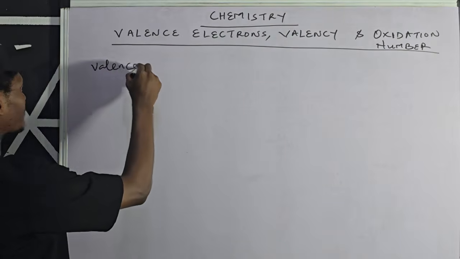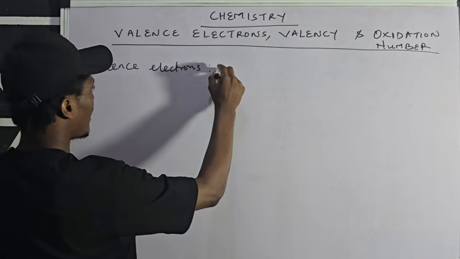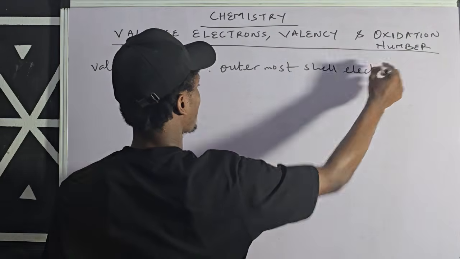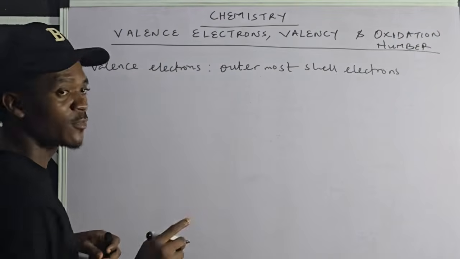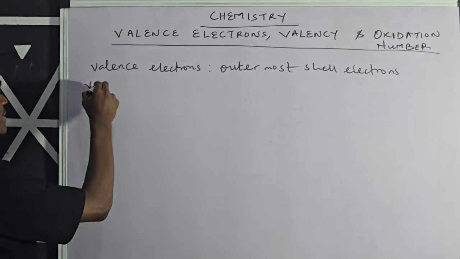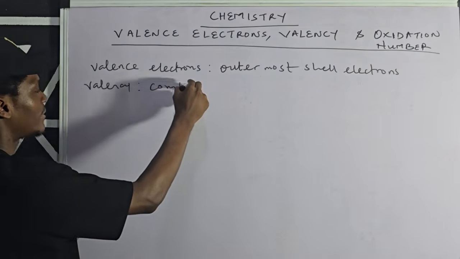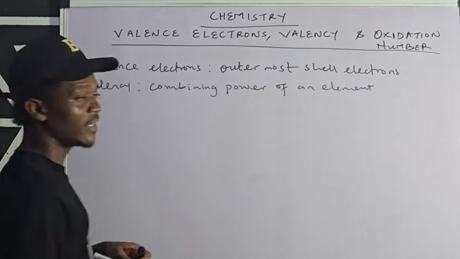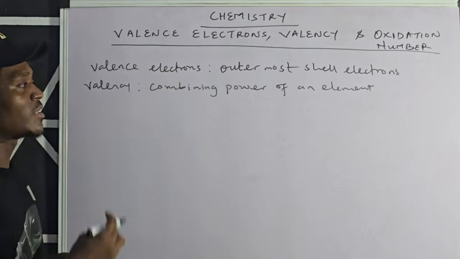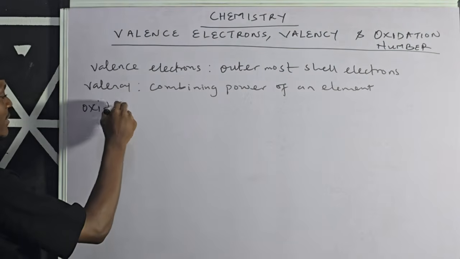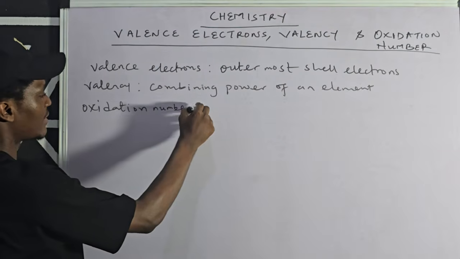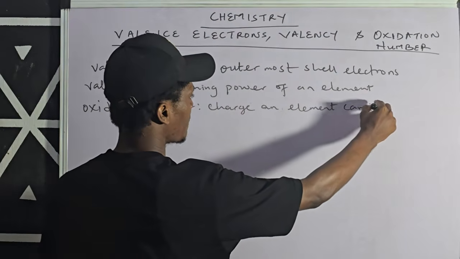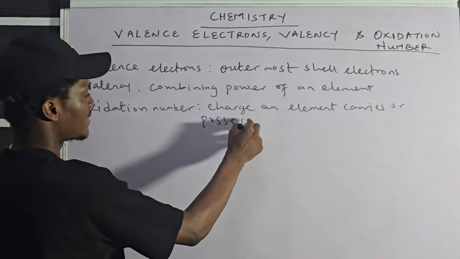So valence electrons are outermost shell electrons. All right. That's what valence electrons represent. Then what about valency? Valency is simply the combining power of an element. That's what it means by valency, or the combining capacity of an element. Then what about oxidation number? Oxidation number is simply the charge an element carries or possesses. So these are their definitions.